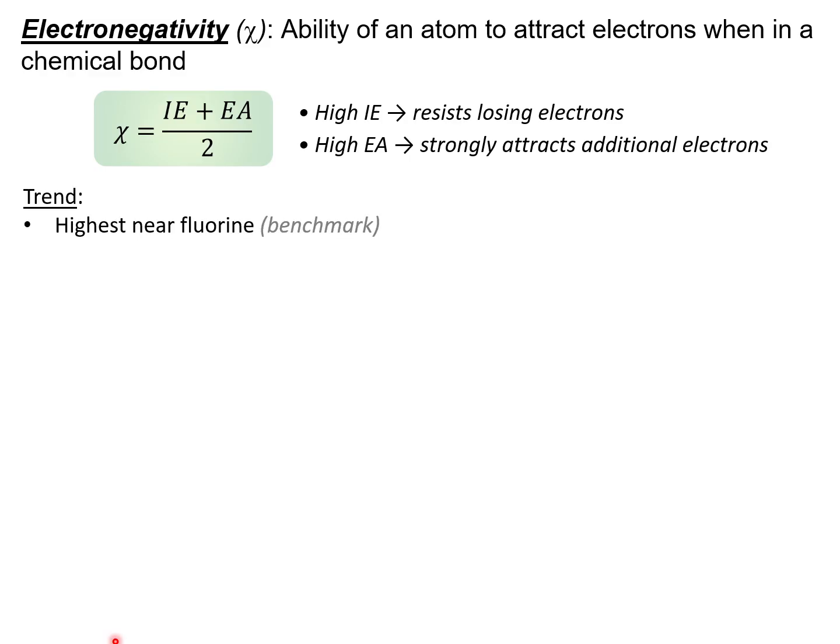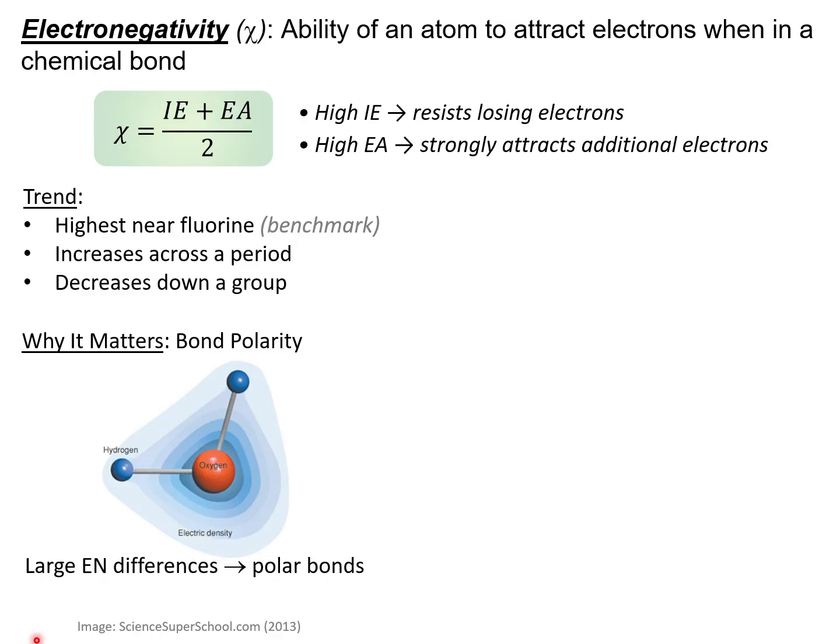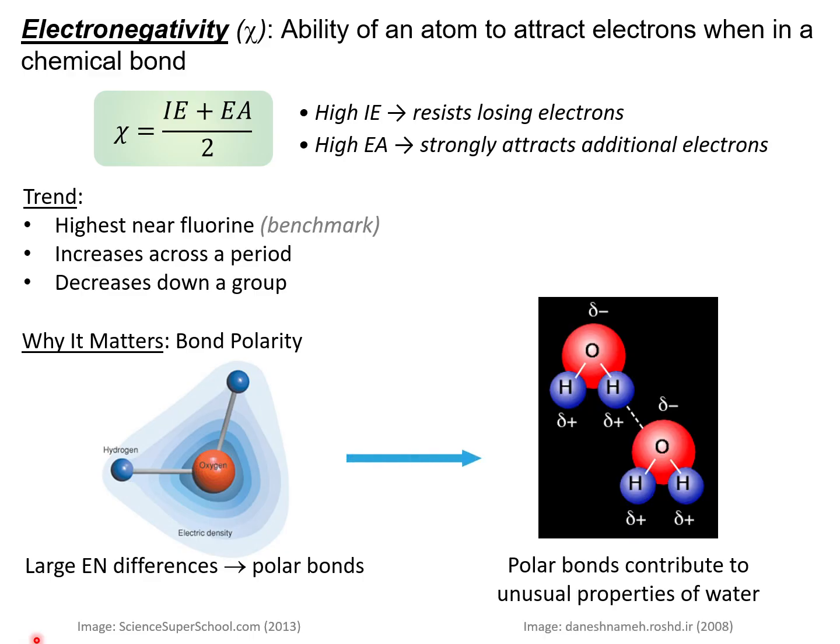The benchmark is fluorine. It is the element with the highest electronegativity. It increases as you go across a period and decreases down a group. The reason why this matters has to do with bonding: you can end up with polar bonds and polar molecules when you have large electronegativity differences. These polar bonds and polar molecules have a huge impact on the physical properties of the substance they are in.